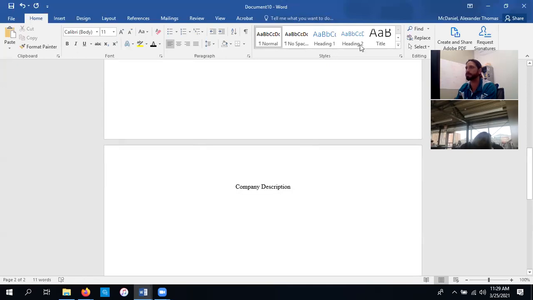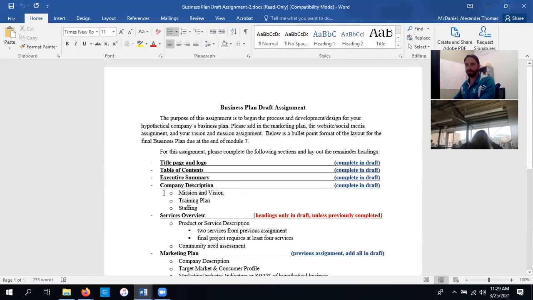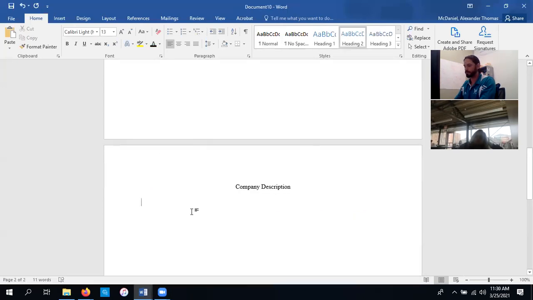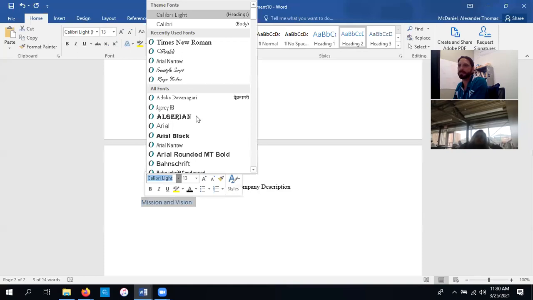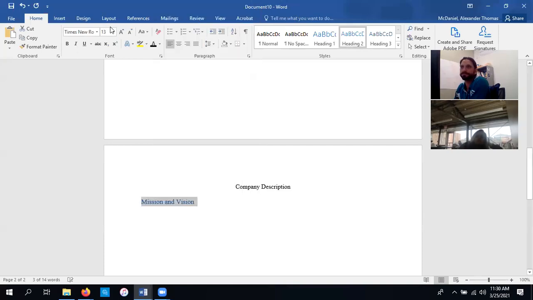So now we want a level 2 heading. We go level 2 heading. Let's say a level 2 heading from companies. Let's go mission and vision statement. So our level 2 heading is mission and vision. Got to change this back to Times New Roman, 12-point font. This should be bolded.